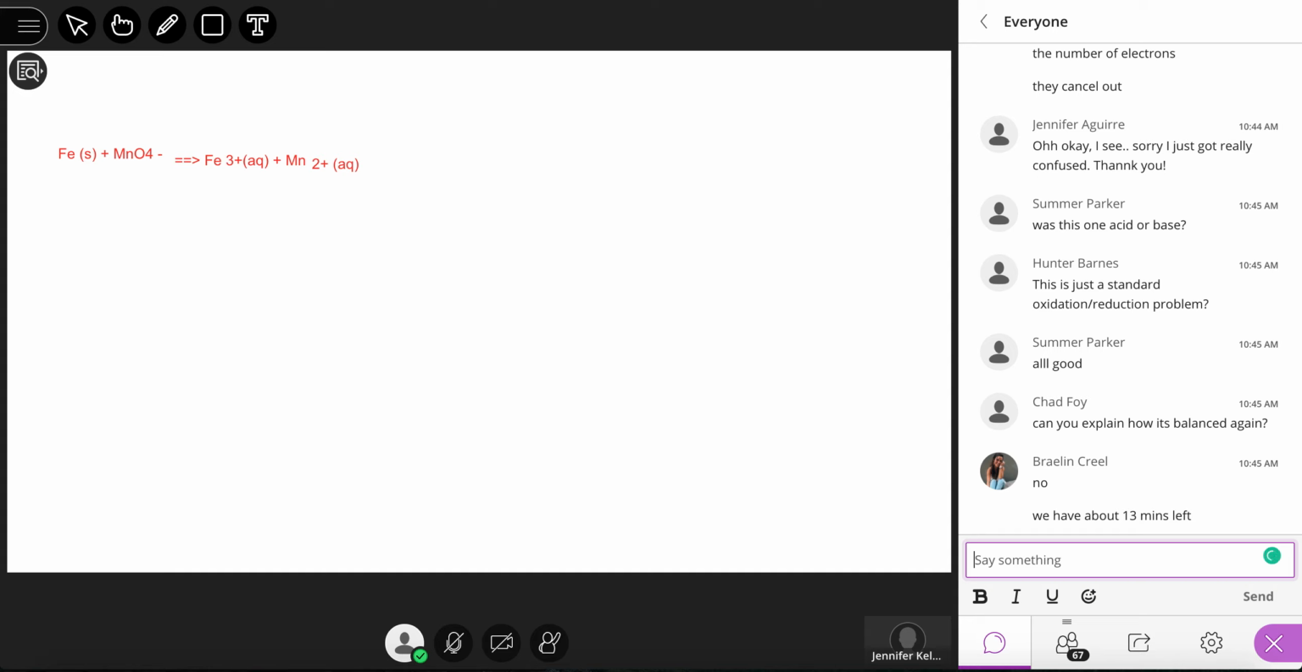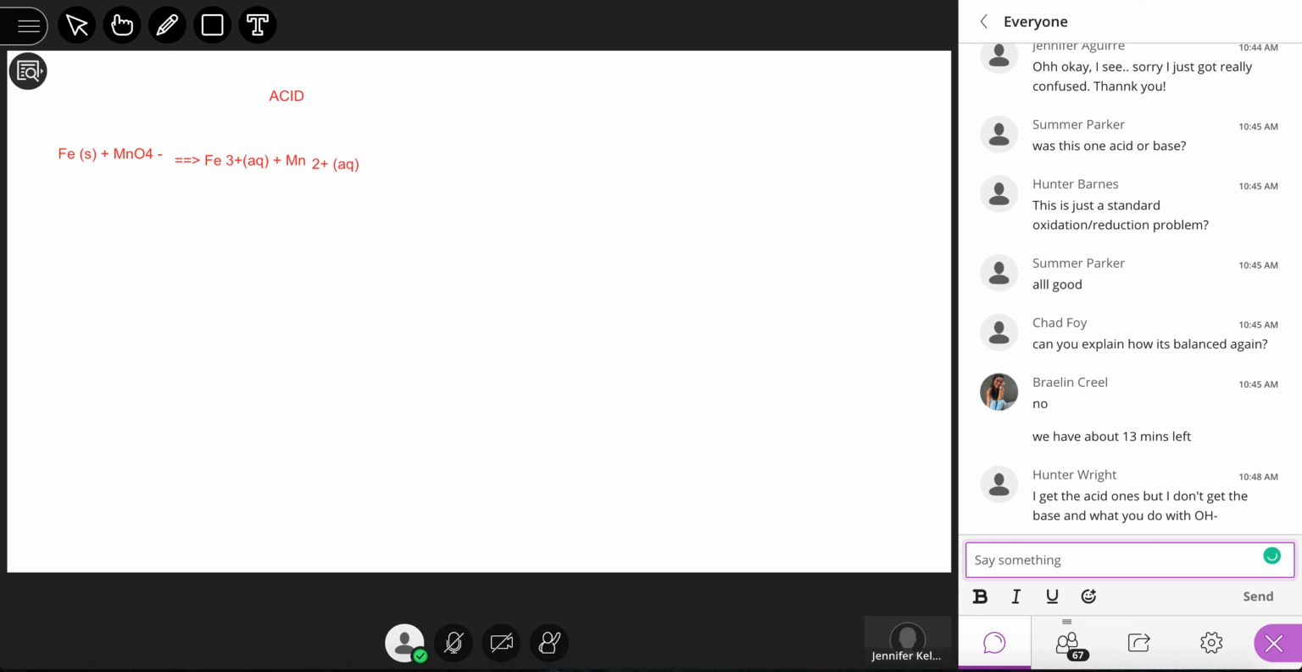All right. So this is the acid example. So I'm going to put acid at the top. They would have to tell you it's an acid. If I don't get to the OH1 today, I will do the OH1 on Friday because that's pretty much the last thing I've got on this.